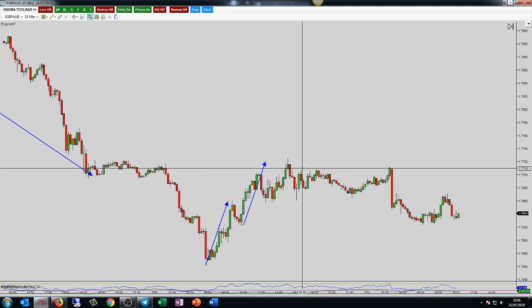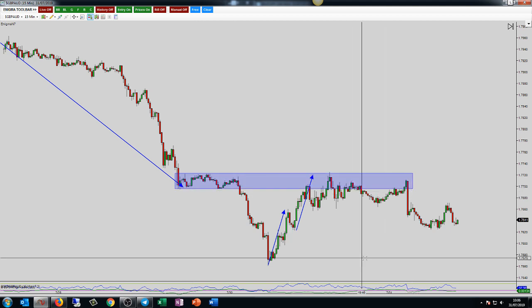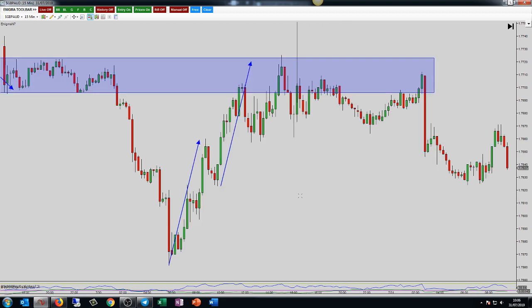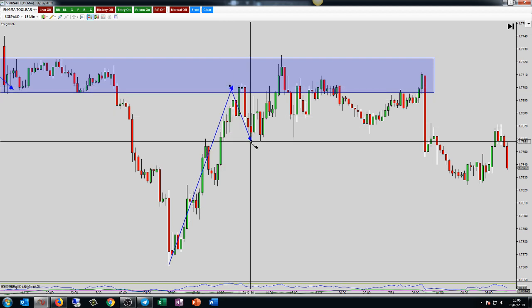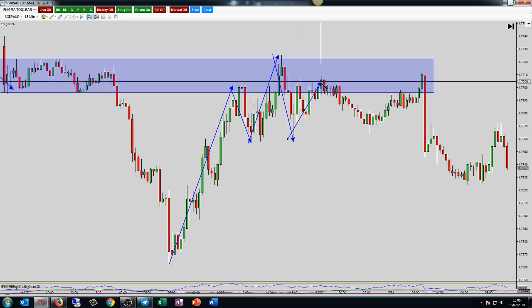However, my bigger projection based off the 240 is that we are going to go and retest these lows. And so I actually took a trade based on this head and shoulders. So we had a move higher, a pullback, a move higher, a pullback, and then a move higher.